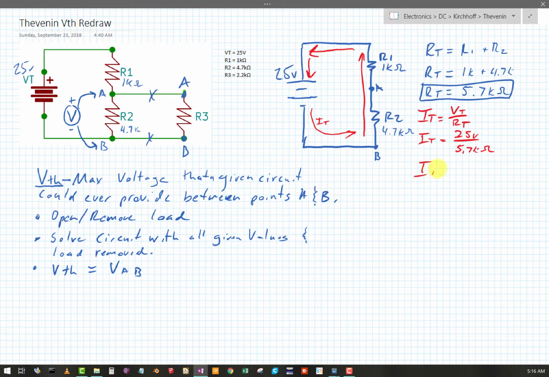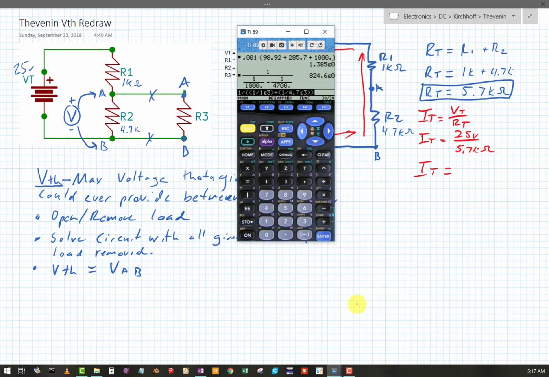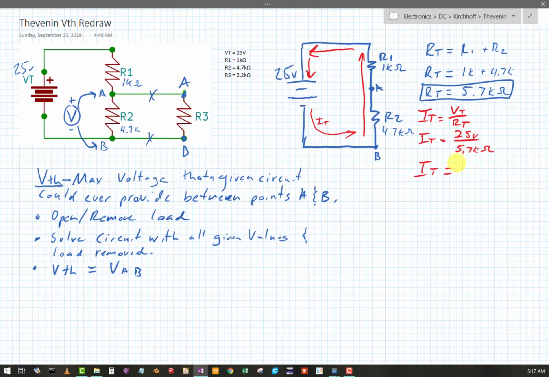So now our I total should equal, let's wake up the old calculator. Come on, calculator, it's time. Okay, so let's get rid of that old value. So 25 volts divided by 5.7k ohms is going to give me 4.386 milliamps.